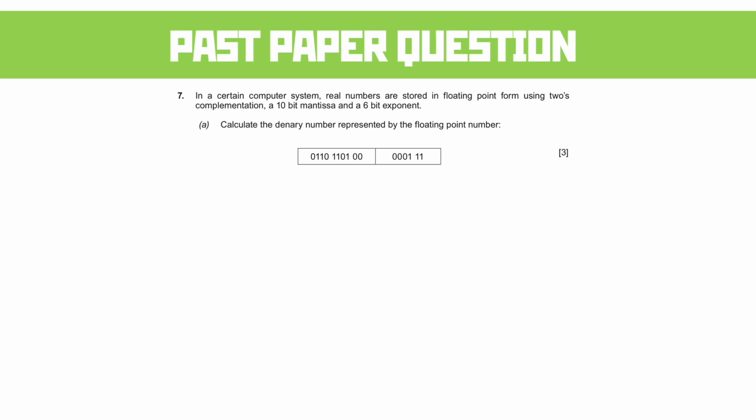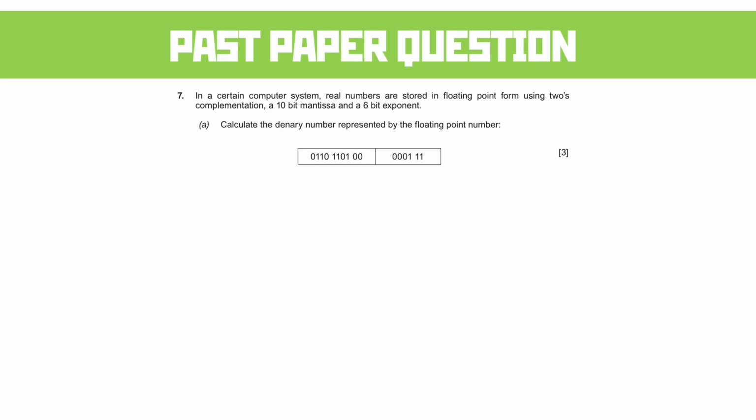Question 7 then, in a certain computer system, real numbers are stored in floating point form using 2's complementation, a 10-bit mantissa and a 6-bit exponent this time. And you'll see the question is written in a slightly different way. Calculate the denary number, my favorite word, denary not decimal, represented by the floating point number.